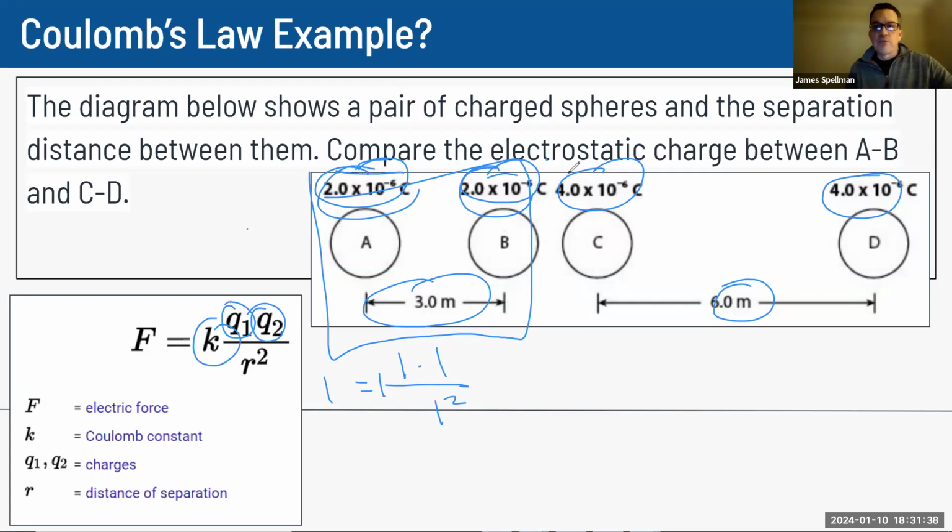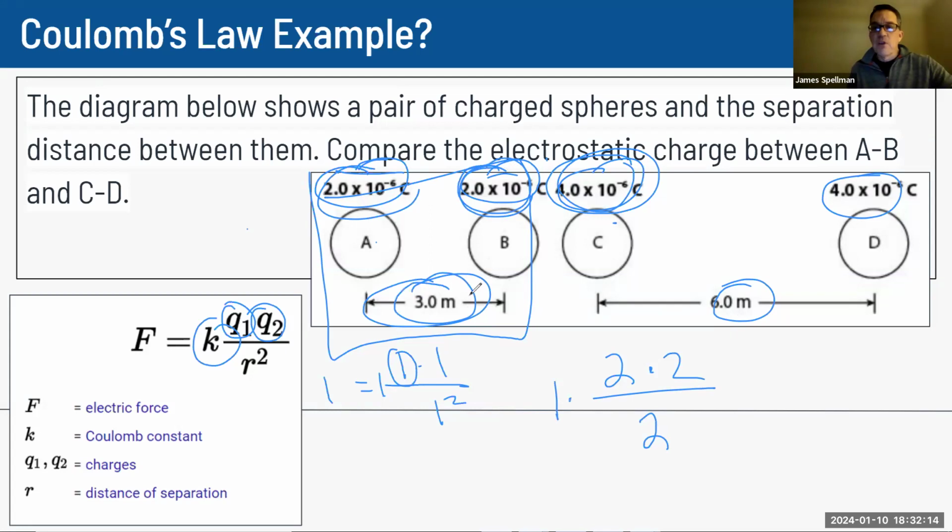Now, if I'm comparing these two, what did my charge change to? Well, this was 2 times 10 to the negative 6. This is 4 times 10 to the negative 6. That's twice as big. So the charge on C is twice the charge of A. So instead of having a 1, now I'm going to have a 2. Same thing over here. Charge B was 2, but charge D is 4. That's twice as big. The constant's not going to change. I really don't even have to write it because multiplying by 1 doesn't change anything. And then on the bottom, the distance was originally 3, and now it's 6. Again, that's twice as big.